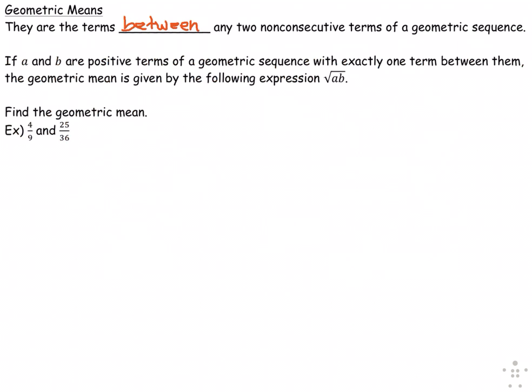Geometric means are terms between any two non-consecutive terms of a geometric sequence. Now there's a special case when there's exactly one term between them. You have this following formula that you need to commit to memory. So here in this problem, we are asked to find the geometric mean of these two terms. The assumption then is that there is exactly one term missing between them. So we use this formula.